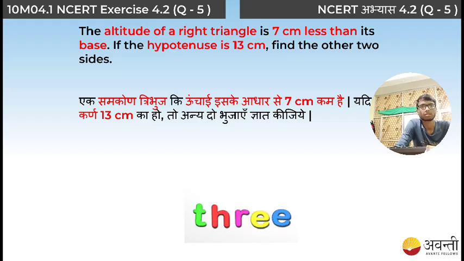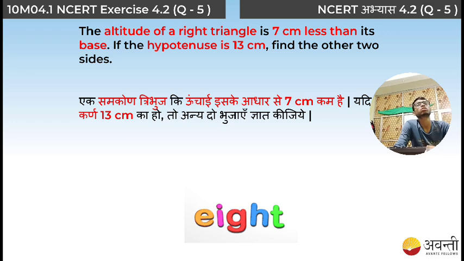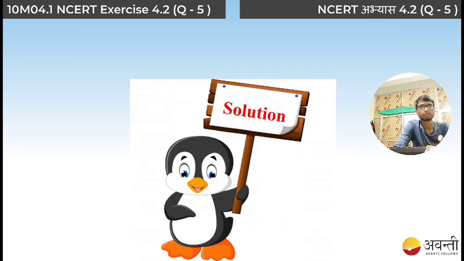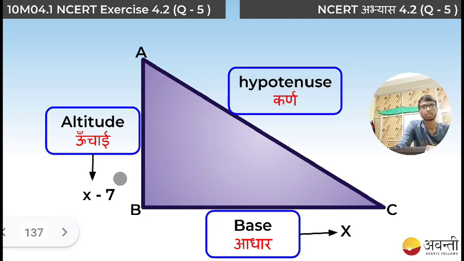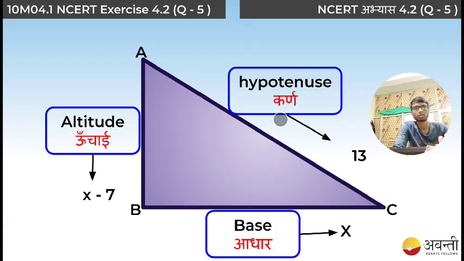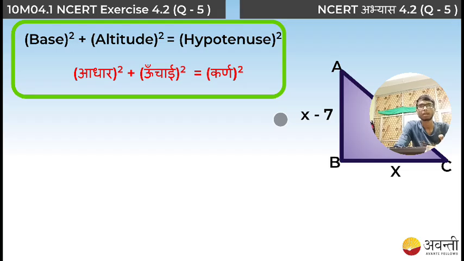Then we know that (x minus 7) squared plus x squared is equal to (13 centimeters) squared. Here we are familiar with this. This is the altitude, which is the perpendicular, this is the base, and this is the hypotenuse. Here we are saying x minus 7, and this we will take as x. Now the square of this plus the square of this will be equal to the square of this. This is the Pythagoras theorem. Now we will substitute the value of each and then solve it.